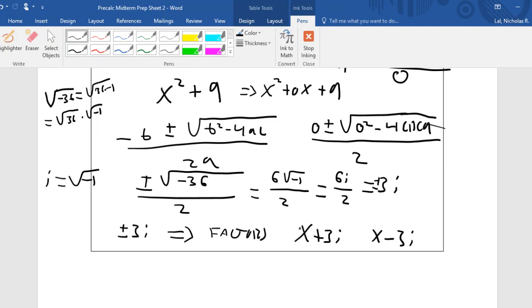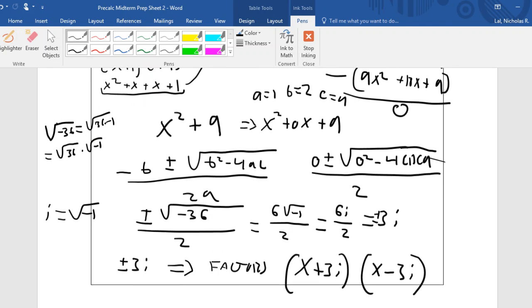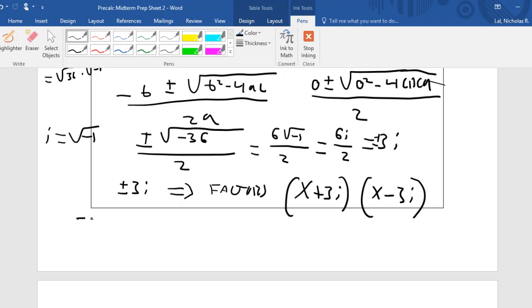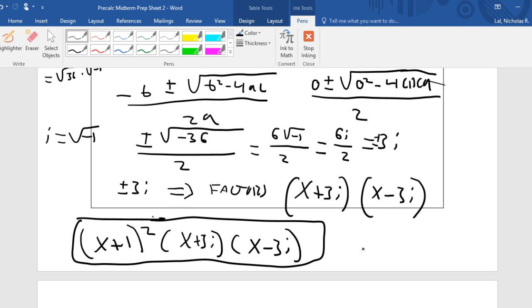So now I have two more factors, x plus 3i and x minus 3i. So now my factors are x plus 1 squared. This is the final answer: x plus 1 squared, x plus 3i, and x minus 3i. This is the factored form of the polynomial. That's the answer.